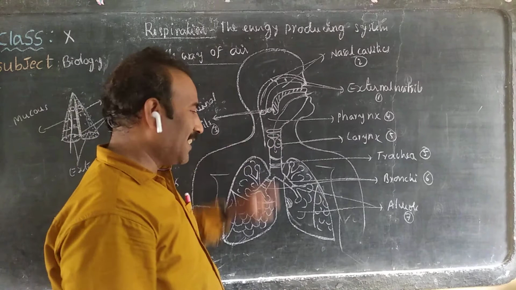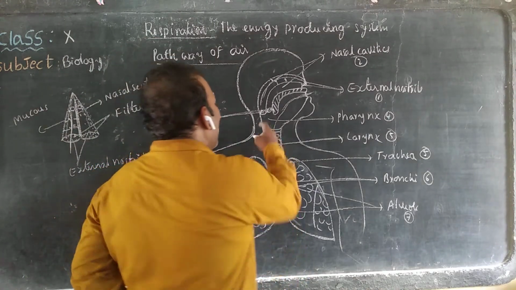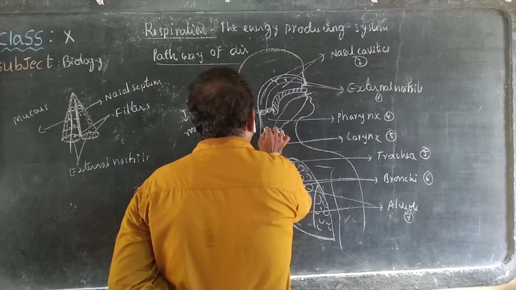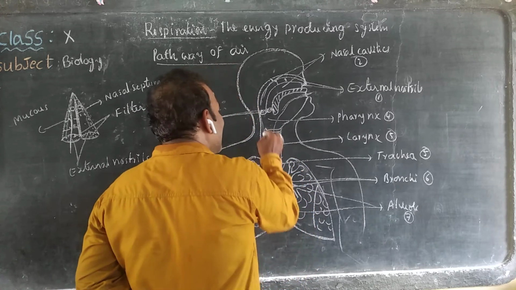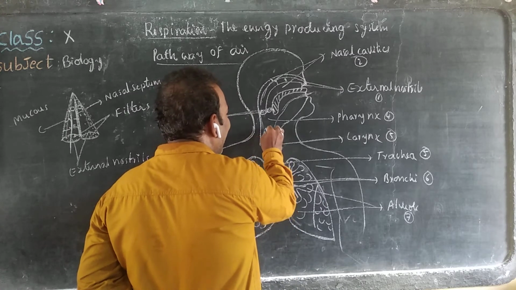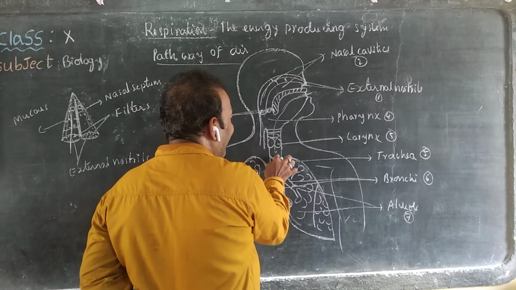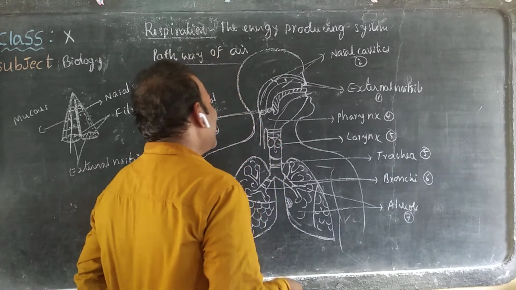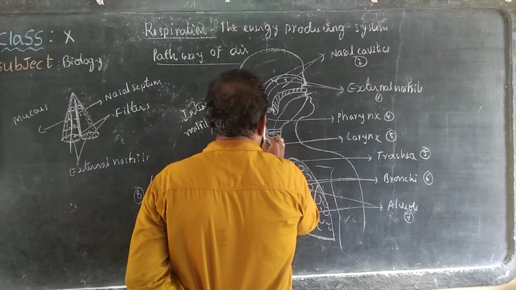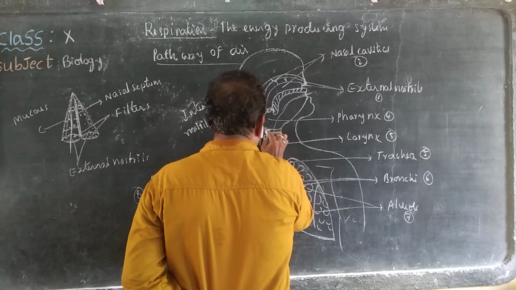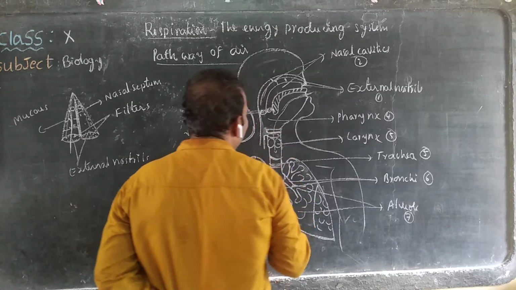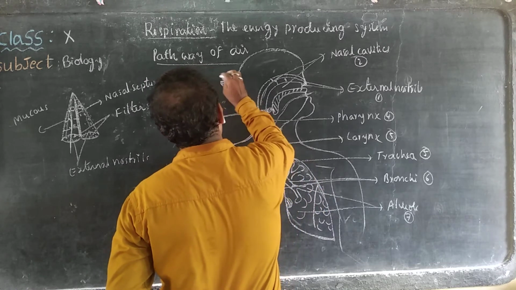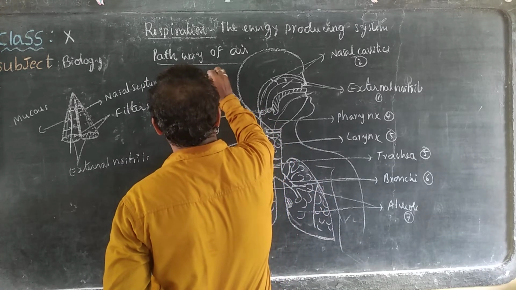Next, the pharynx. Look here. The pharynx is the common passage for both food and air. This is the food pipe, the esophagus. This is the air pipe, the trachea. At the base of the pharynx, there is a cartilaginous flap. This is called the epiglottis.